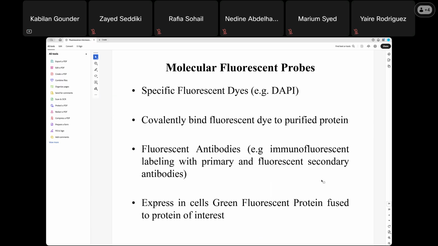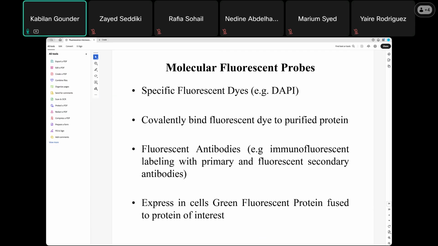What are the molecular fluorescent probes? That is most important for you to understand. One is dyes. Some of the dyes are more important and specific, and bind directly to nucleic acids. Some covalently bind fluorescent dye, which you can use to purify proteins. Also antibodies, that is immunofluorescent labeling with the primary and fluorescent secondary antibodies.